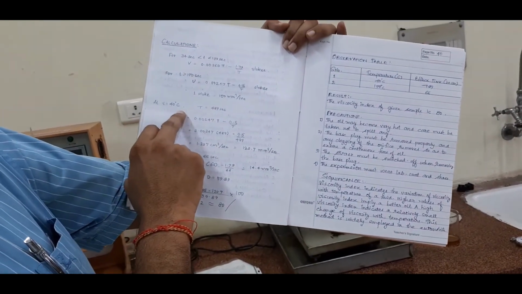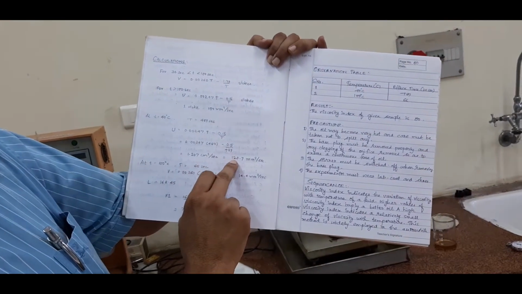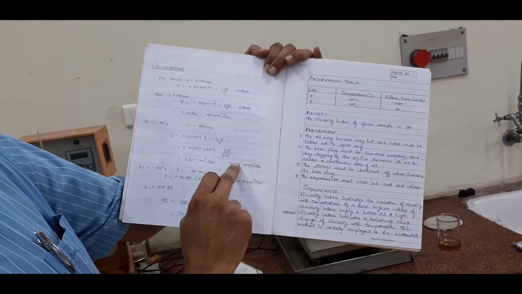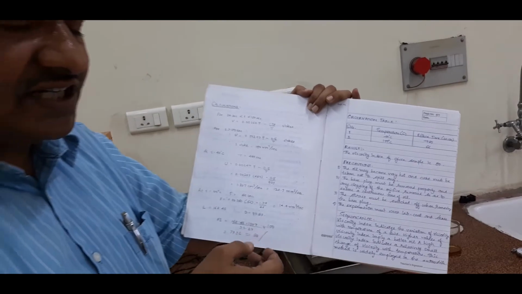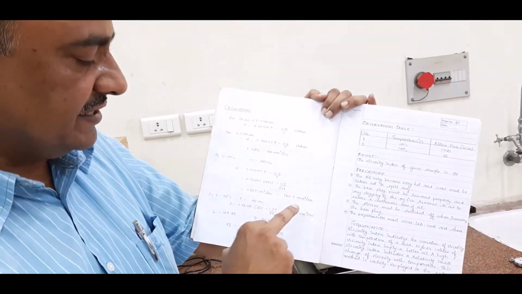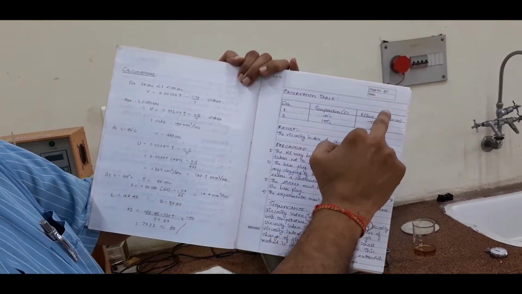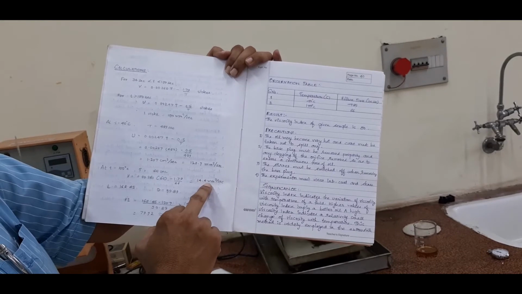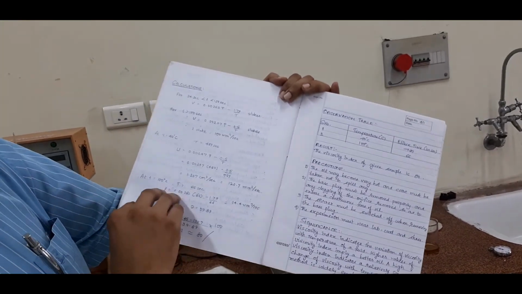At 40 degrees, 489 seconds will be converted into 120.7 mm square per second or 120.7 centistokes. One centistokes is equal to 1 mm square per second. And secondly, at 100 degrees, 66 seconds will be converted into 14.4 mm square per second.